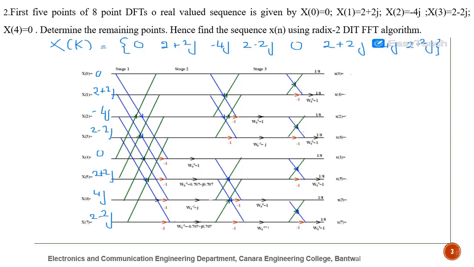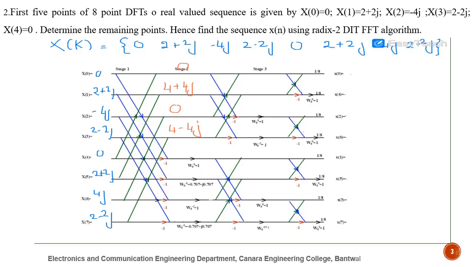Now, if you look at here, this is 0, this is also 0, so I get this value as 0. Next one, 2 plus 2j, this is also 2 plus 2j, so I get this as 4 plus 4j. Next one, this is minus 4j, this is plus 4j, so I get this as 0. Then the next one is 2 minus 2j, this is also 2 minus 2j, so I have 4 minus 4j.